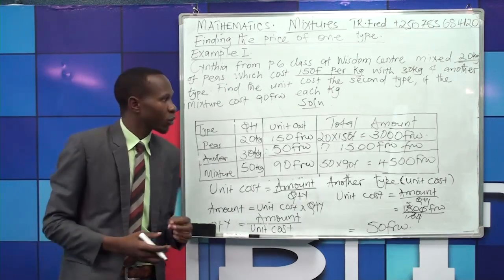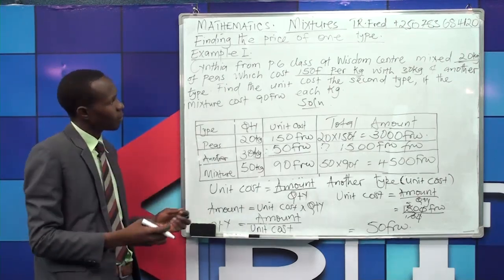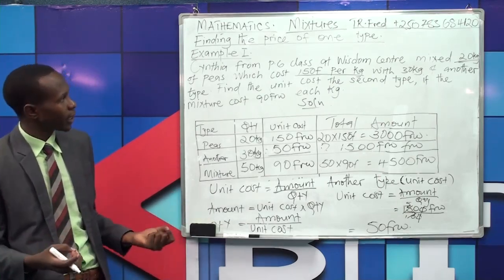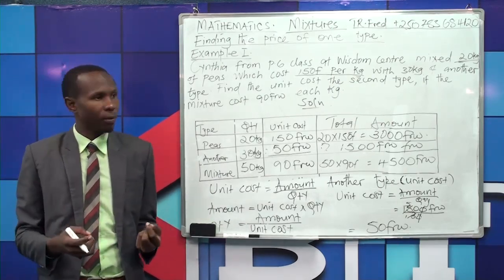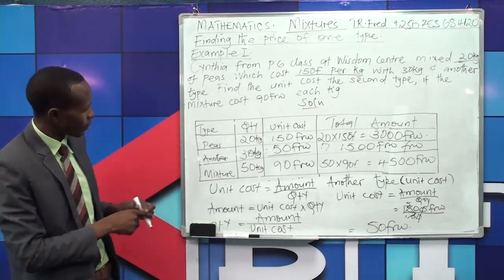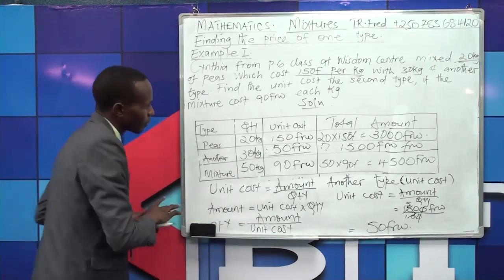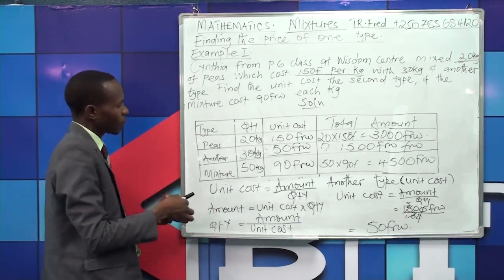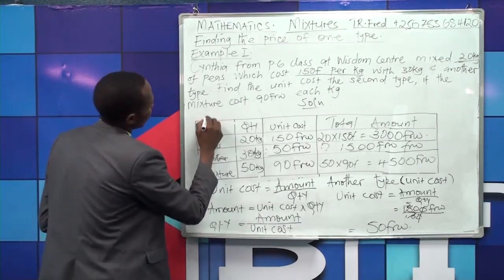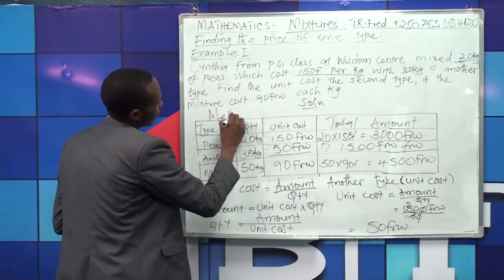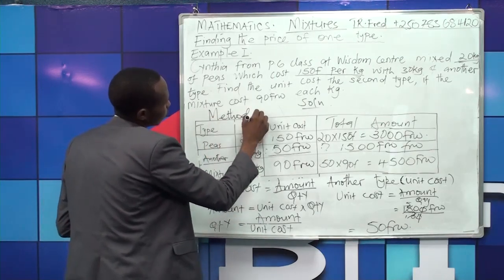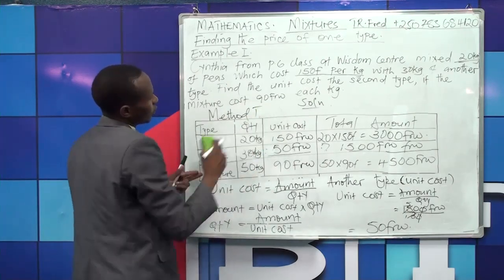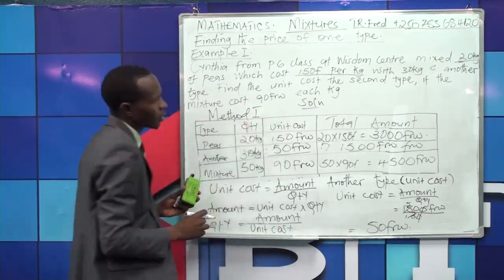Meanwhile, let's look at the second example and relate it with this one. Using a different method, we'll see if we can come out with the same answer. Or else we can just have the second method on this very example. This is now method one. Before we go to example two, let's use this. This is our method one, for those who are following us outside there.